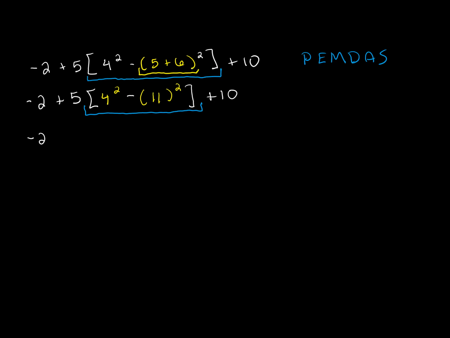So I've got -2 plus 5, my brackets. 4 squared is 16, and 11 squared is 121. I am still working inside the brackets here, but I need to get that down to a single number before I do anything else. So next we have to do our subtraction, because in the order of operations, the exponents had to happen before the subtraction. We have to do that subtraction next, because that's all we have left inside our brackets.